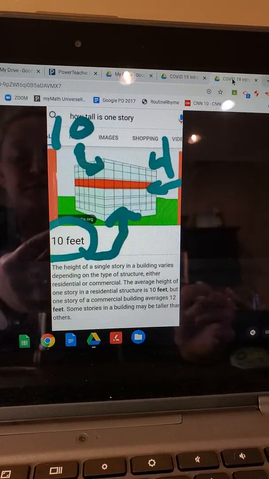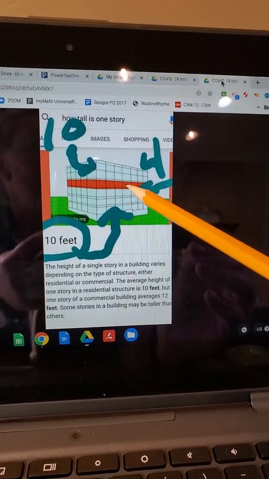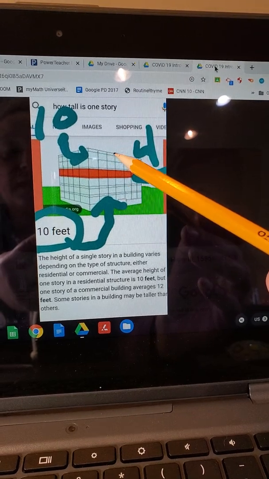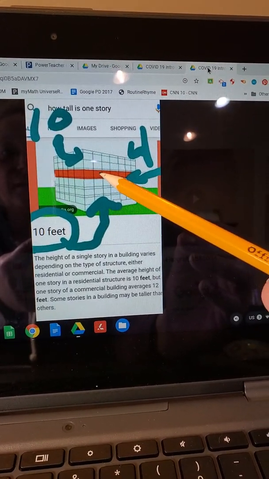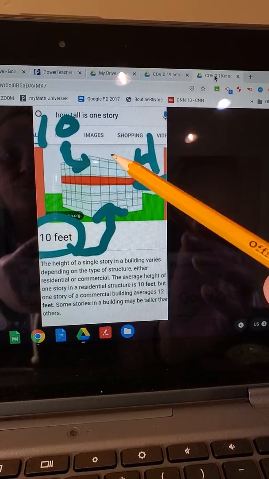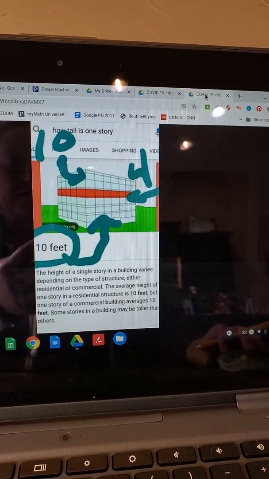So I put something together in my head. I was like, okay, so this is 10, this would be another 4, and then another 10, and then there's got to be a ceiling 4. So 10 and 10, 20, plus 4 and 4, 8, 28. So our estimate was a good estimate there.